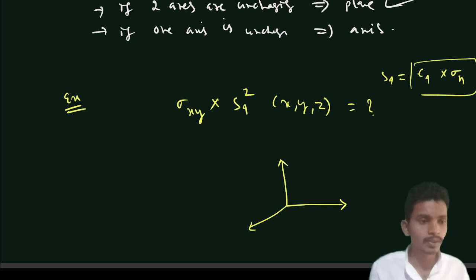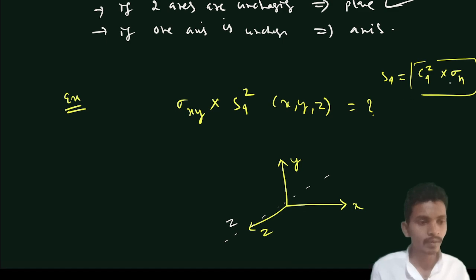and S4 means C4, and this is some Z axis, if I say this is along the Z axis, so this is X, this is Y, and this is Z. Okay, so if C4 is along the Z axis, then for this axis the perpendicular sigma h, the perpendicular plane will be this one.